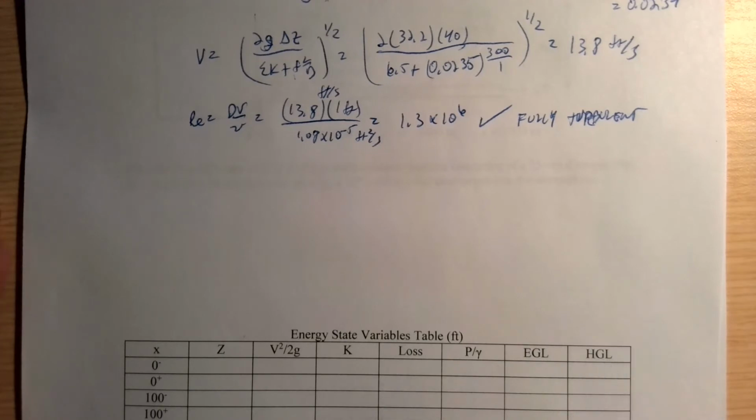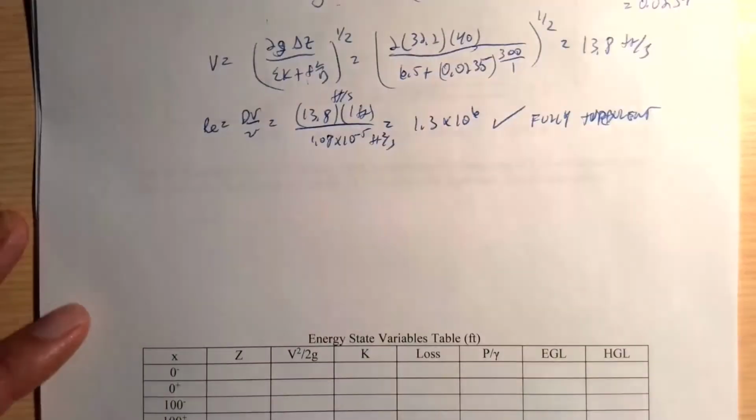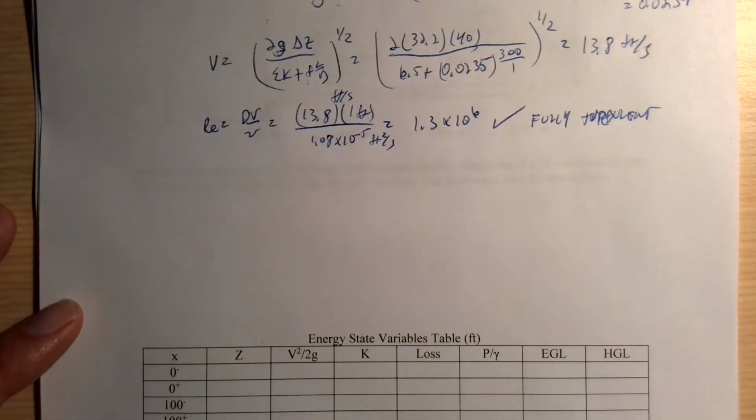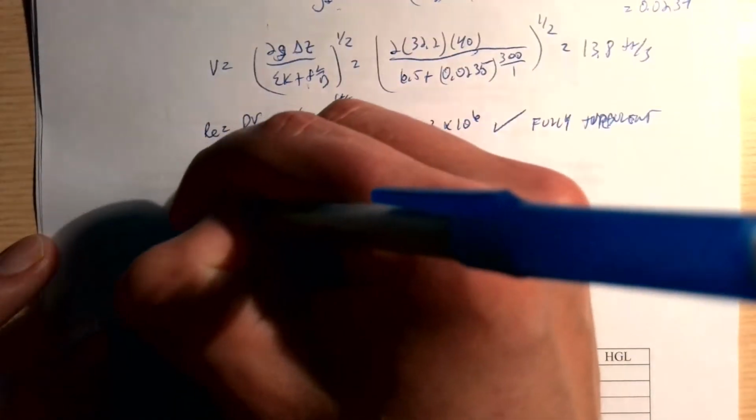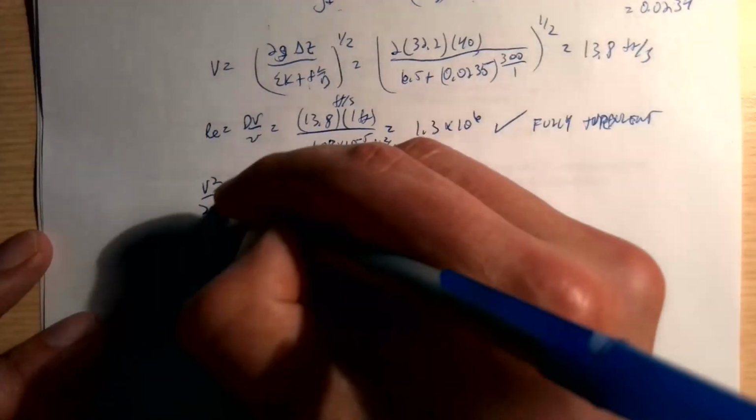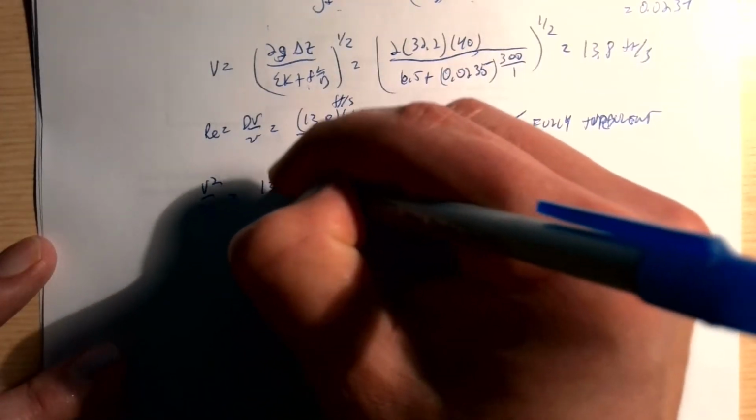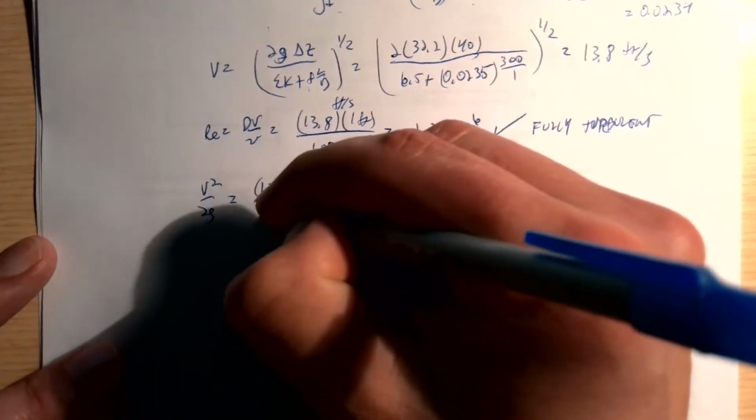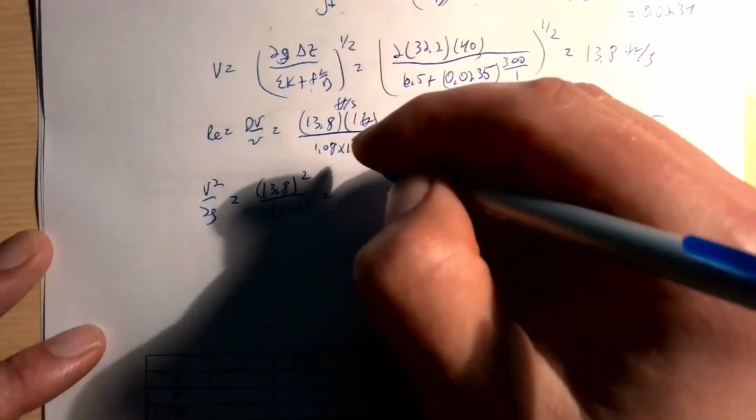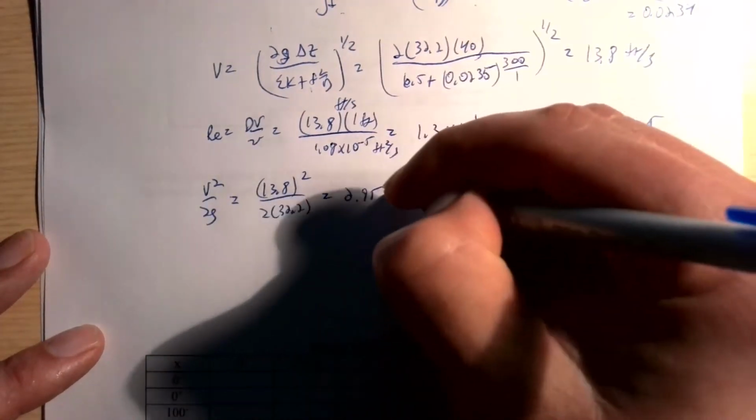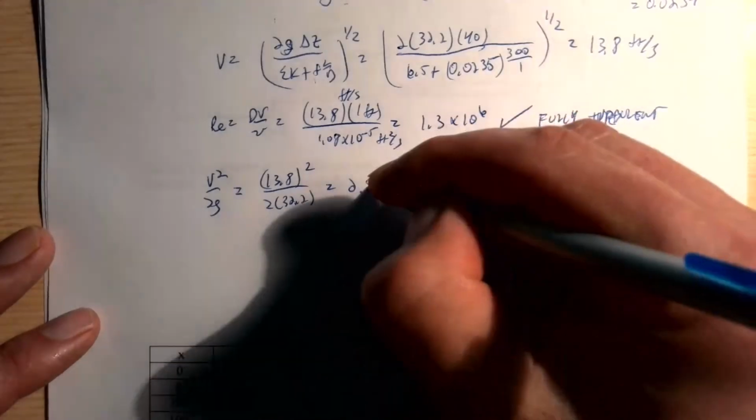And so now what do we need to do? Okay, we're going to need to use v squared over 2g. We're just going to be using this number a lot, so I'm going to calculate it so that I don't have to plug it in every time. Okay, so 13.8 squared over 2 times 32.2, and that should come out to be 2.95. And that is going to be feet, right? Because this is head, units of head. 2.95 feet.